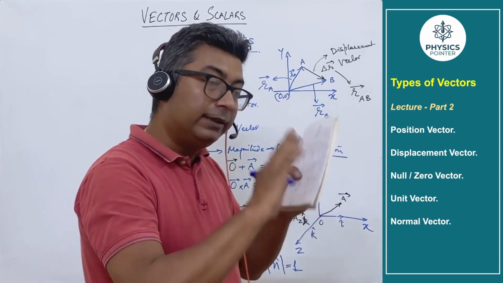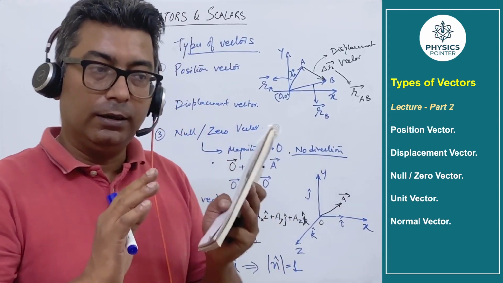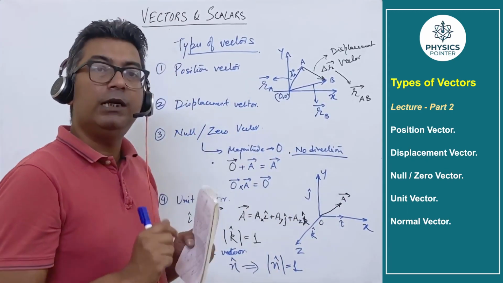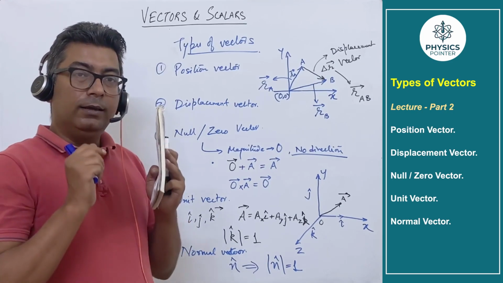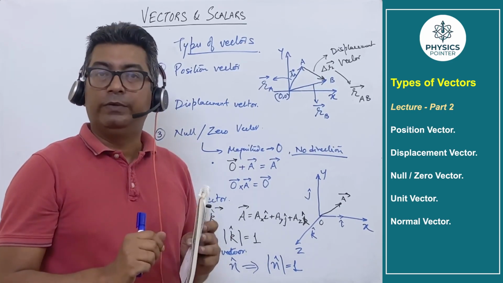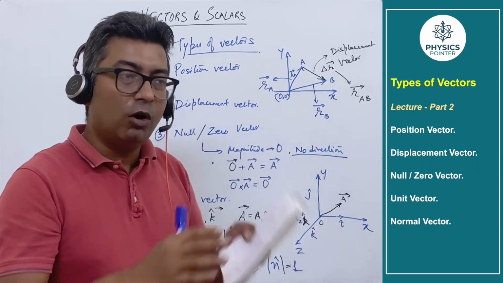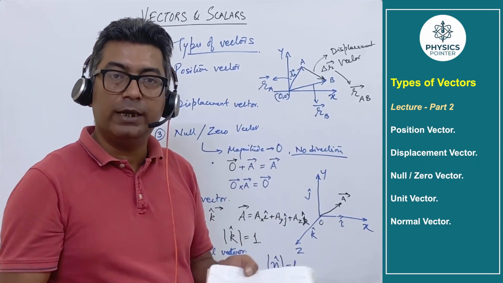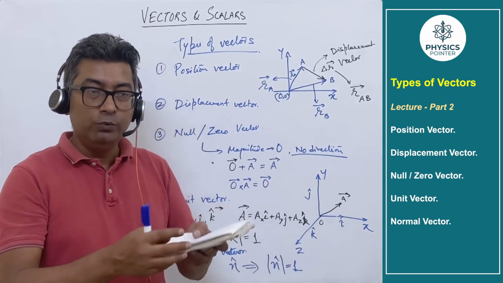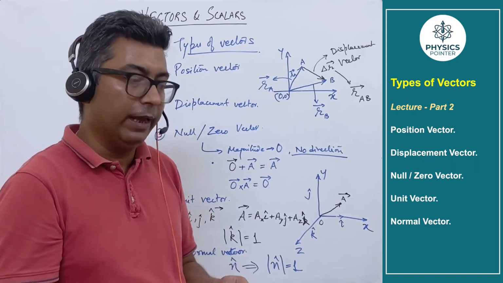That completes the types of vectors. The next thing we'll talk about is the classification of vectors. How do we categorize, not in fact classification, I should say the category of vectors? How do we categorize all the vectors that we have?